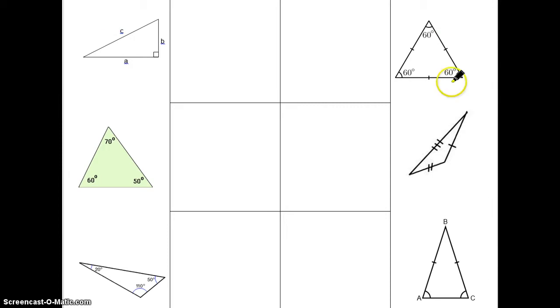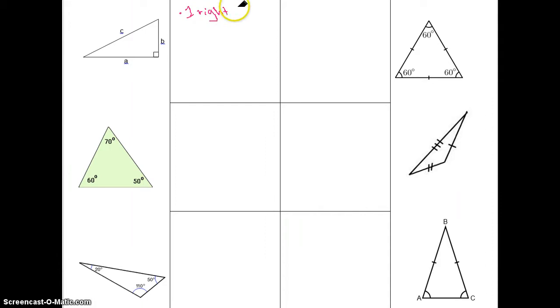All right, so we've got right here on my left-hand side, these are by my angles, okay? And so the very first one we see is a right triangle. To make it a right triangle, for it to be a right triangle, it has to have one right angle.